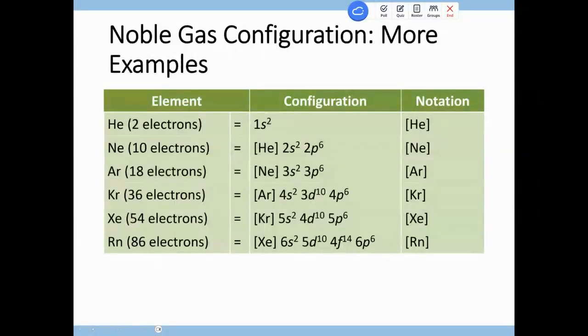Next slide has some more configurations for different elements. So for example, we talked about neon. If we look at argon, argon is at the end of the 3rd row. So that has the electron configuration of neon plus 3s2, 3p6. So if you have an element lower than argon, you can use argon in brackets. And that represents up to 3p6. And so on. So you can use krypton, xenon, etc.